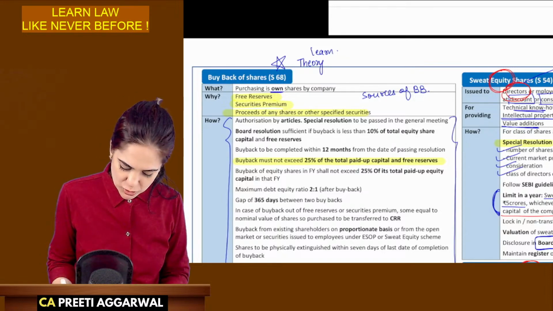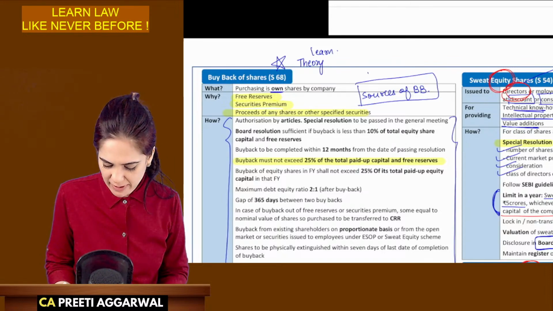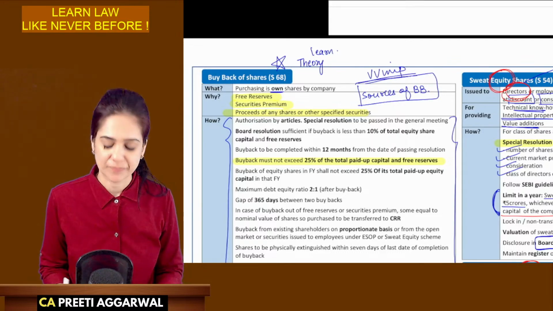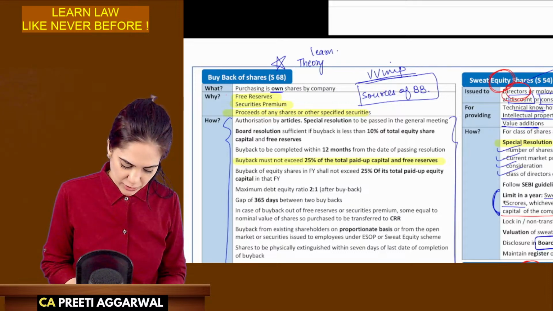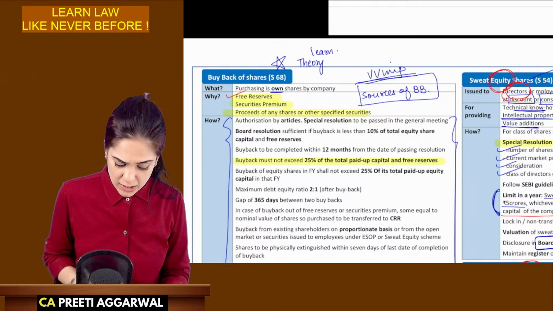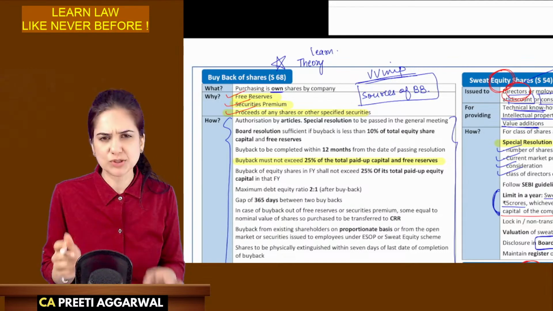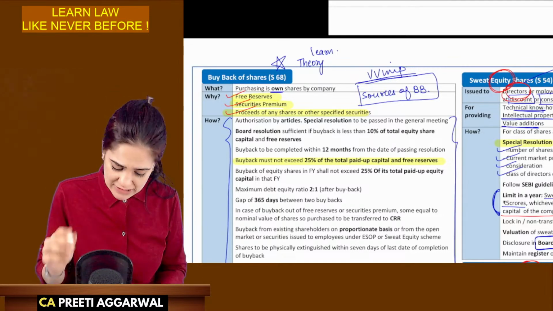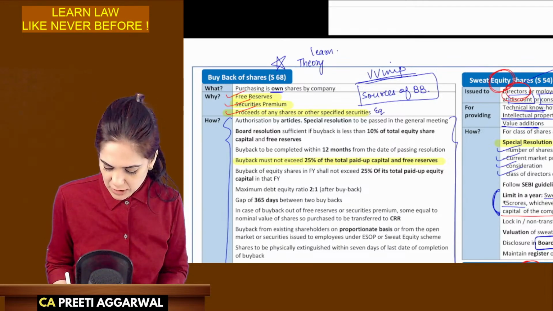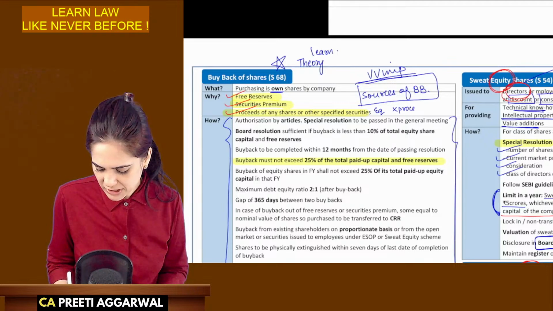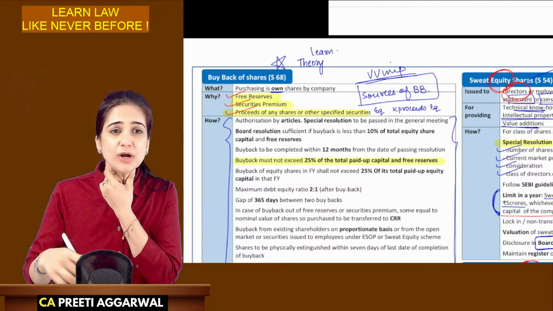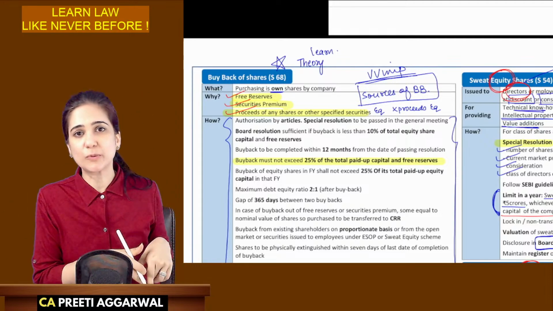This is super important. Sources of buyback, very important for exam. You can use free reserves. Free reserves are those reserves which are used for distribution in the form of dividend. You can use securities premium and proceeds of any other specified security. Please remember, students, if you are buying back equity, you cannot use the proceeds of equity. You cannot issue more equity shares and buy back equity.